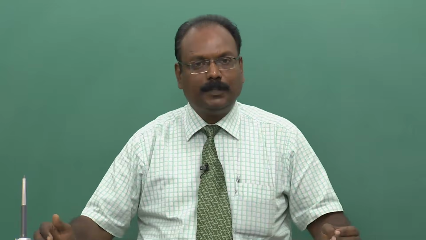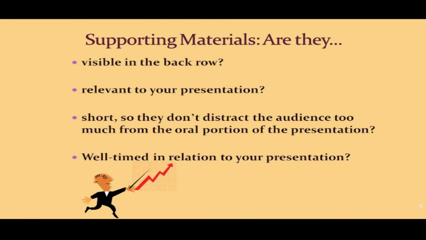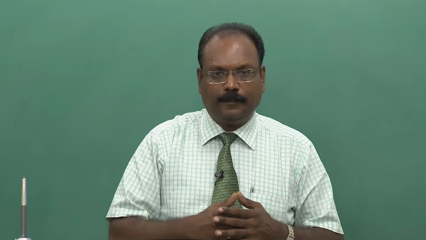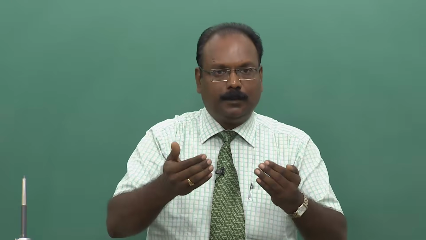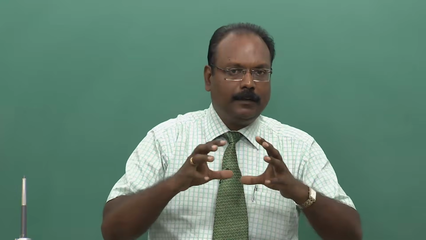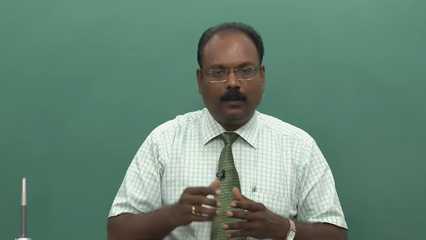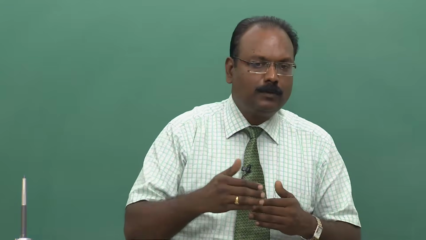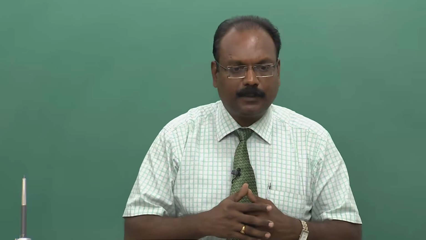When you use other supporting materials in the form of visuals, ask these questions: are they visible in the back row? You can even ask them. If it is not visible, you can take it out and circulate it, that is also fine. Or you can tell them to come to the front, or you need to enlarge the size if possible. Also ask whether it is relevant to your presentation. As I said, showing things which are attractive but not relevant has nothing to do with your presentation. You will also lose effectiveness in terms of giving a presentation.